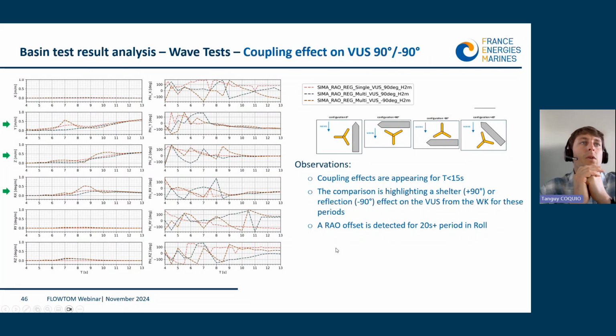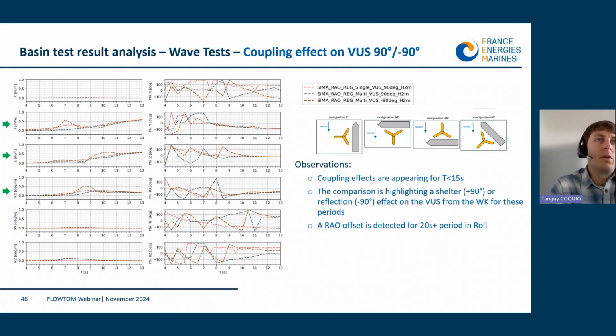The first one is the single vessel. It will be the middle curve. So I'm sorry for the color, I should have chosen another color for the curve. We'll say the light red is the single body. The dark red is the body which is excited because the vessel is reflecting the waves, and the green one is the semi-submersible sheltered by the vessel.